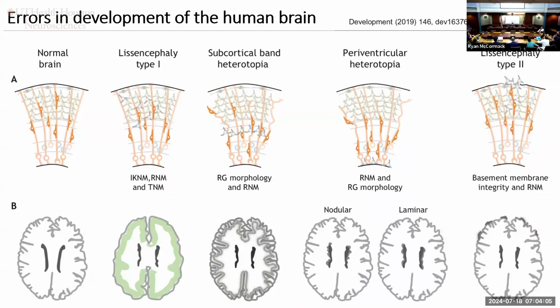Even though most of this development occurs without problem, there are several errors that can happen. We've heard about all of these, from lissencephaly with the smooth brain with only four distinct layers, to what we're going to be talking about today, periventricular heterotopia, where there's an abnormality in radial neuronal migration and also radial glial morphology, which leads to neurons being stuck and sheets of neurons accumulating at the ventricles under the cortex. And this can be shown as either a nodular or a laminar pattern.